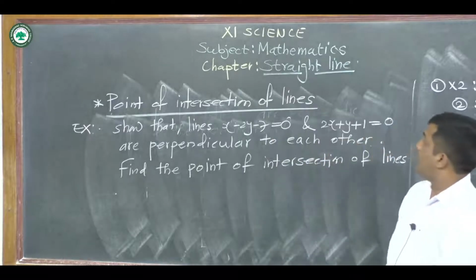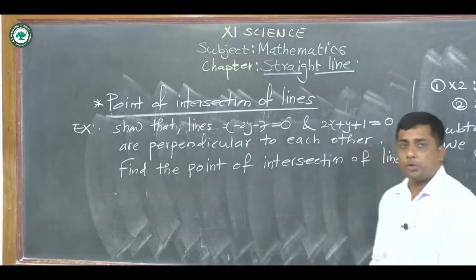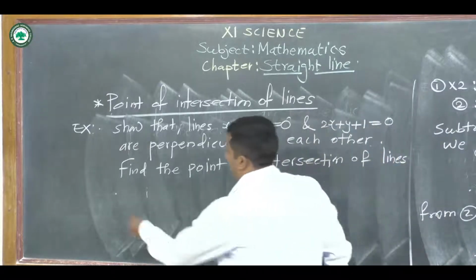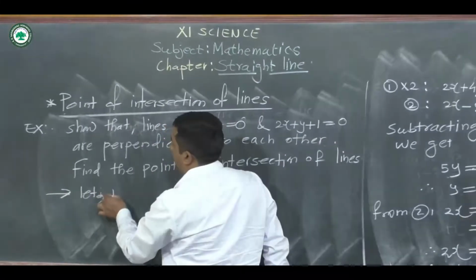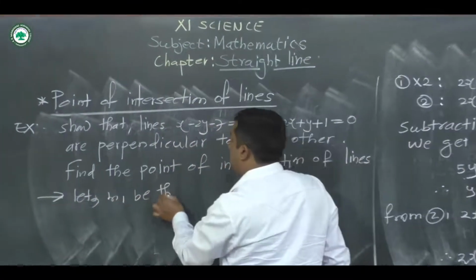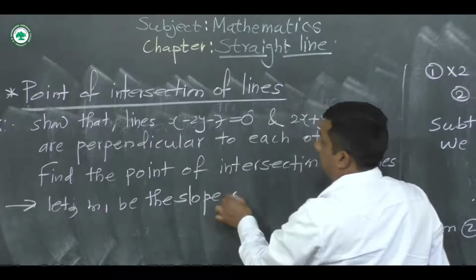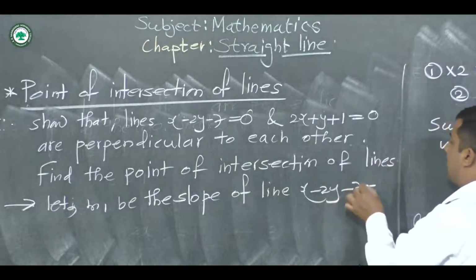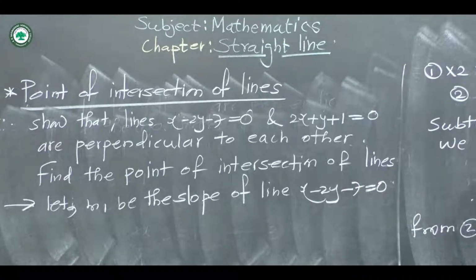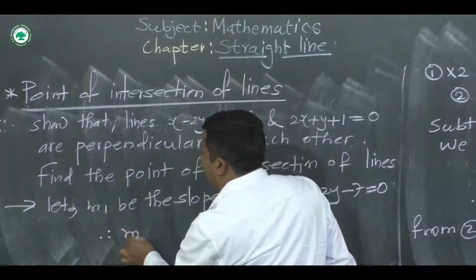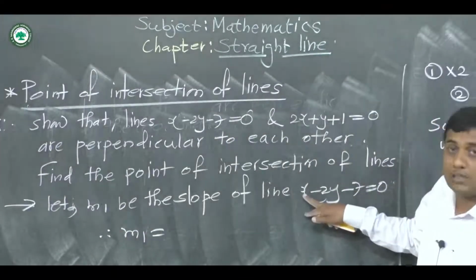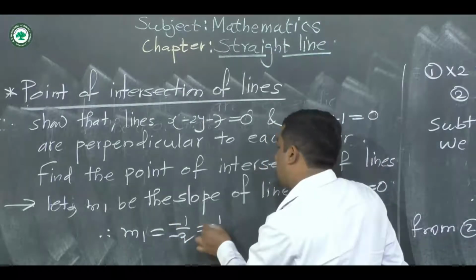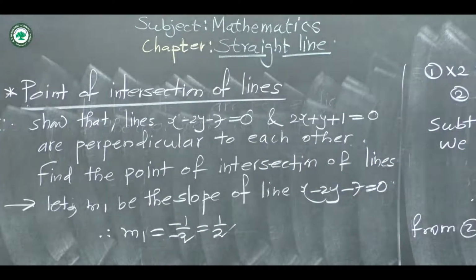Here firstly we have to show whether the given two lines are perpendicular to each other, and to show this we consider the slope of the given lines. Let m1 be the slope of the first line x minus 2y minus 7 is equal to 0. Here we know a is 1, b is minus 2, so m1 is minus 1 upon minus 2, which is equal to 1 upon 2.